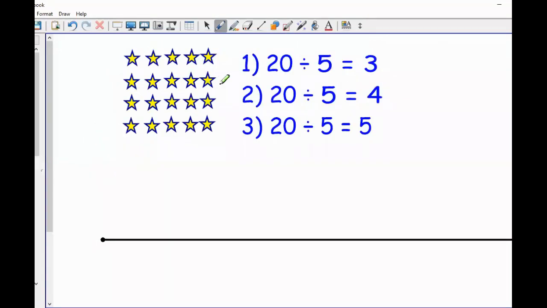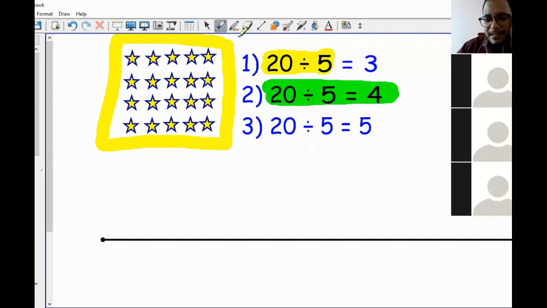Another example, and this is your turn. There are 20 stars. I want to divide them equally into 5 groups. So 20 divided by 5 equals 3 or 4 or 5. The answer is number 2. Let's check the answer.